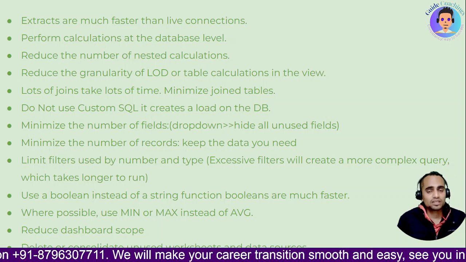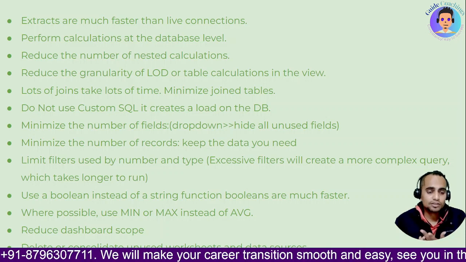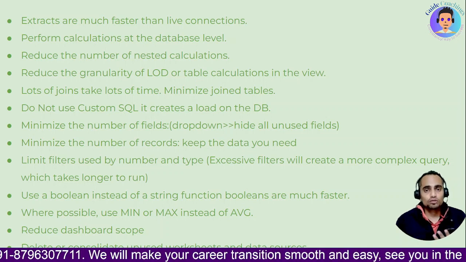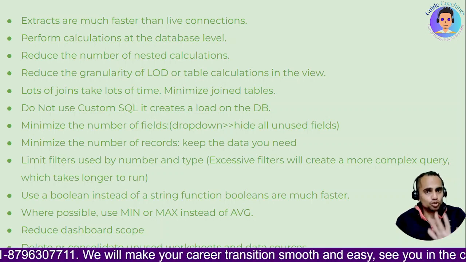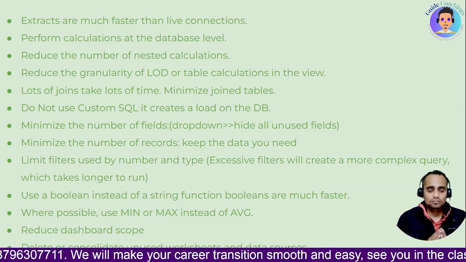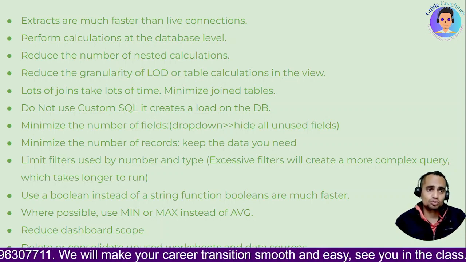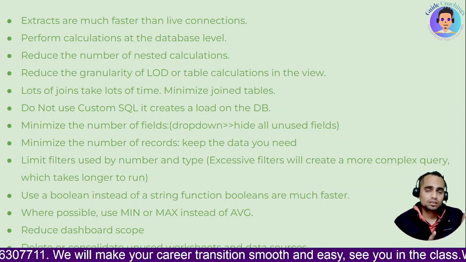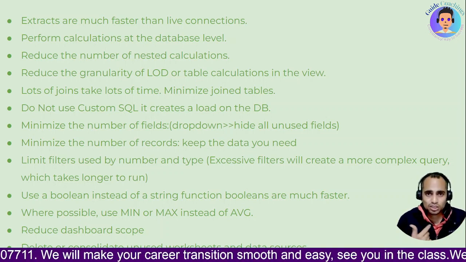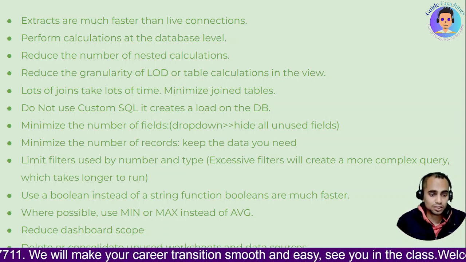Now reduce the number of nested calculations, use simplistic queries. Then reduce the granularity, use fewer LODs. Then lots of joins take lots of time, so minimize the use of joins. These are the 5 points. Then do not use custom SQL, it creates a load onto the database. If you are using a custom SQL query, it goes as a SQL query thrown by Tableau, it will go and process and then get the results. So it is going to take a lot of time, so don't use custom SQL queries. It is not advisable while you are dealing with a huge data set.